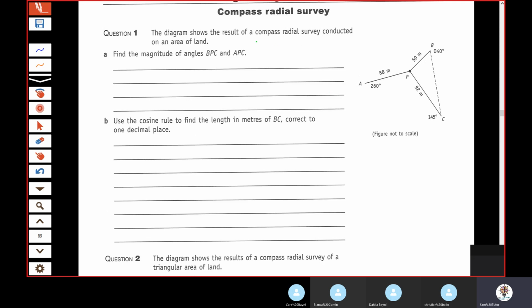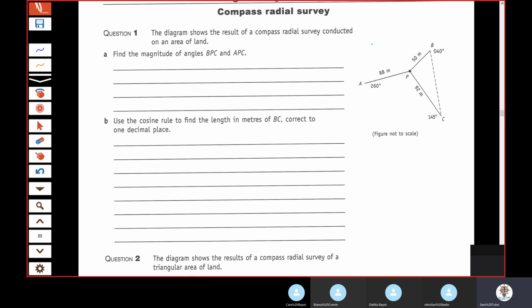The diagram shows the result of a compass radial survey conducted on an area of land. So a survey is just like those guys you see outside that have the little triangle thing out on the street, and a little binocular thing they look through. They're called surveyors. You've seen them, you just probably haven't paid attention.